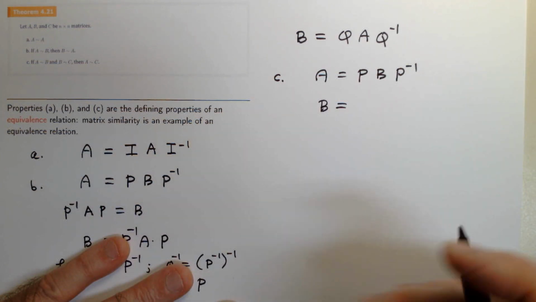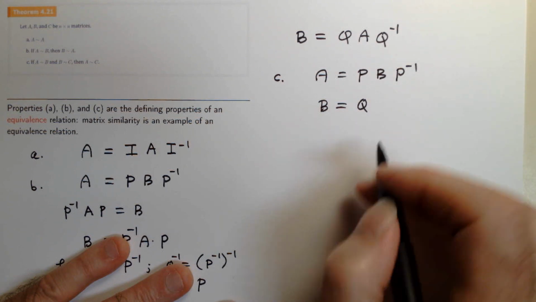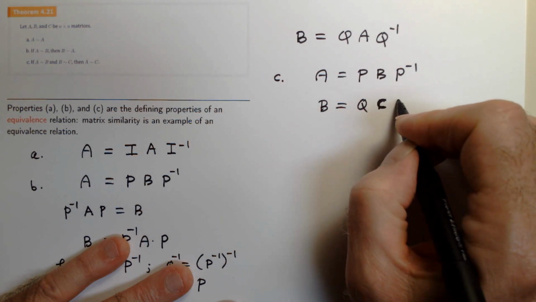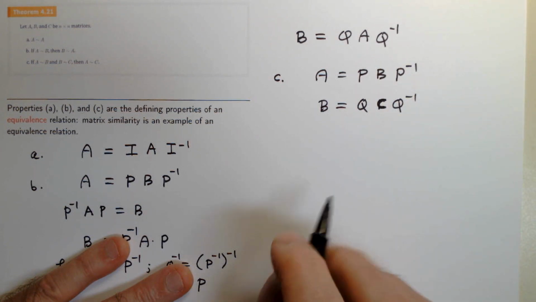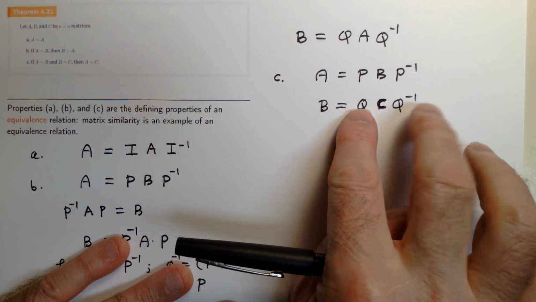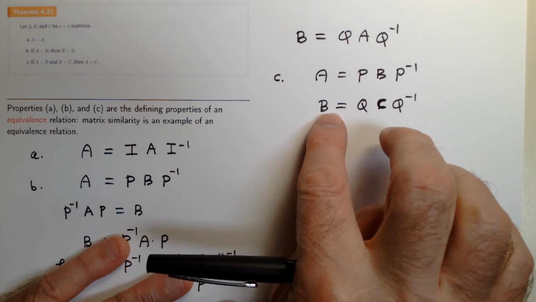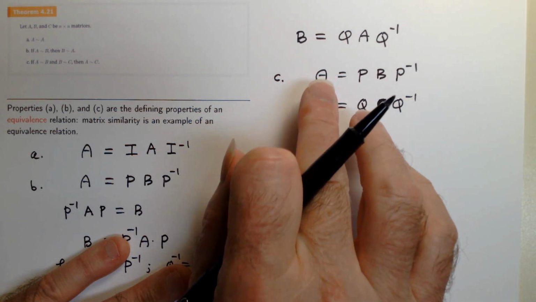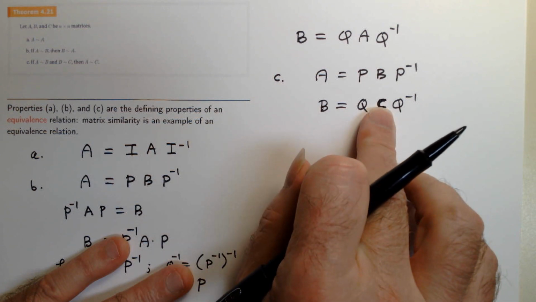I'm going to think of another matrix. Let's call it Q. B can be written as Q times C times Q inverse. I can sandwich C between a matrix Q and its inverse and represent B that way. Okay, now I need to show that A is similar to C.